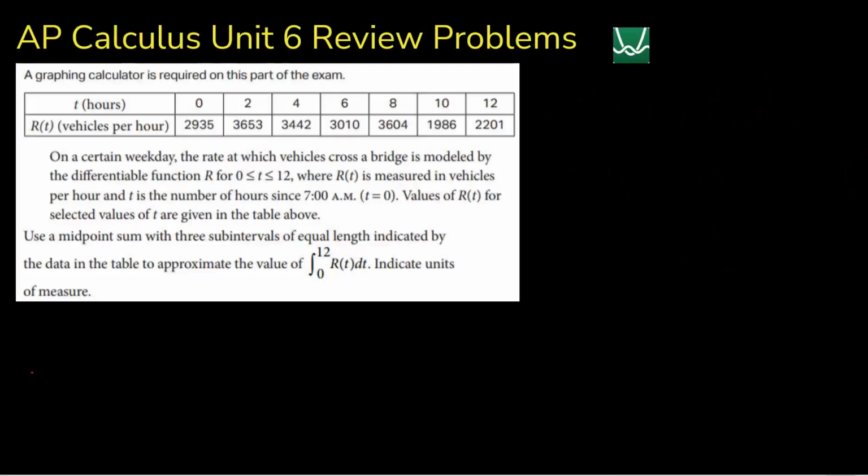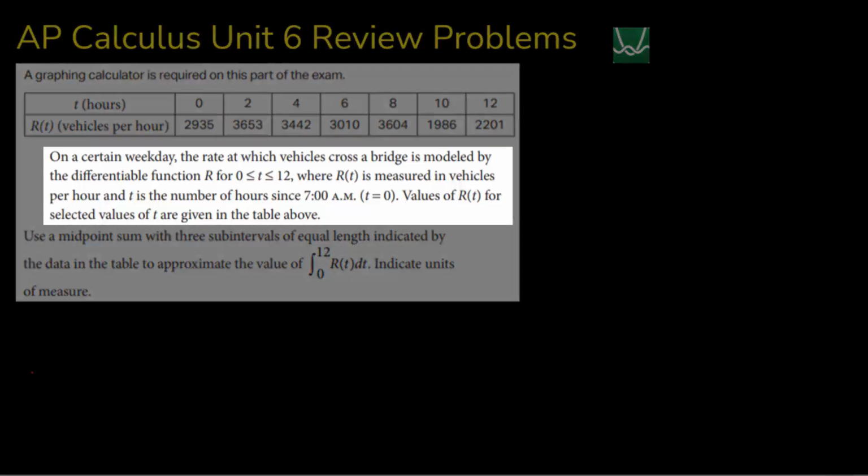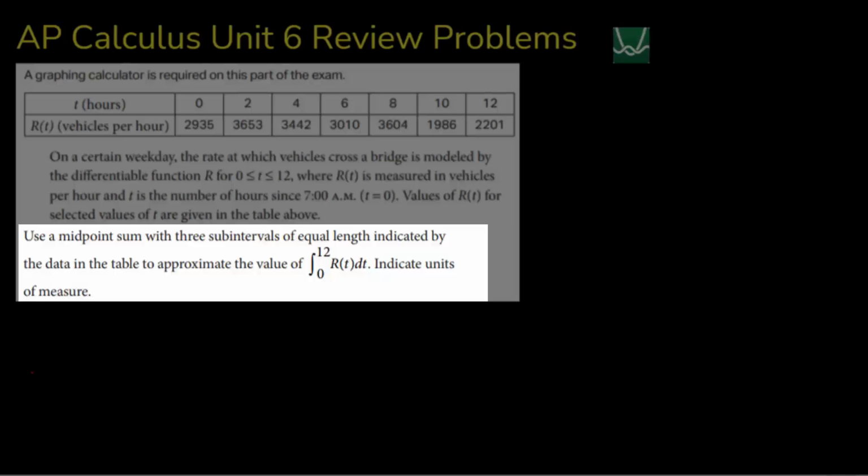Here's one more graphing calculator permitted question. We have a table of values. On a certain weekday, the rate at which vehicles cross a bridge is modeled by a differentiable function r for 0 to 12, where r is measured in vehicles per hour. So notice it's the rate. And t is the number of hours since 7 a.m. Notice also that t equals 0 corresponds to 7 a.m. Values for capital R for selected values of t are given in the table. Use a midpoint sum with 3 subintervals of equal length indicated by the data in the table to approximate the value of the definite integral from 0 to 12 of r of t dt. Indicate units of measure there.